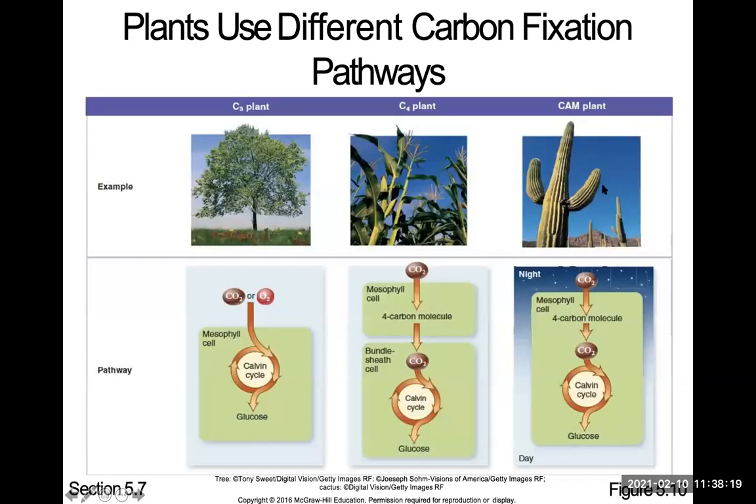Then we have CAM plants in the desert. These don't have their stomata open during the day. They have their stomata open at night. At night, they take the carbon dioxide, they store it, and they use that during the day to do the light reaction. Does that make sense? So they're storing that carbon dioxide. They're being smart about it. If they left it open during the day, then they would lose a lot of water. They wouldn't be able to live. So that's an evolutionary adaptation that they did.